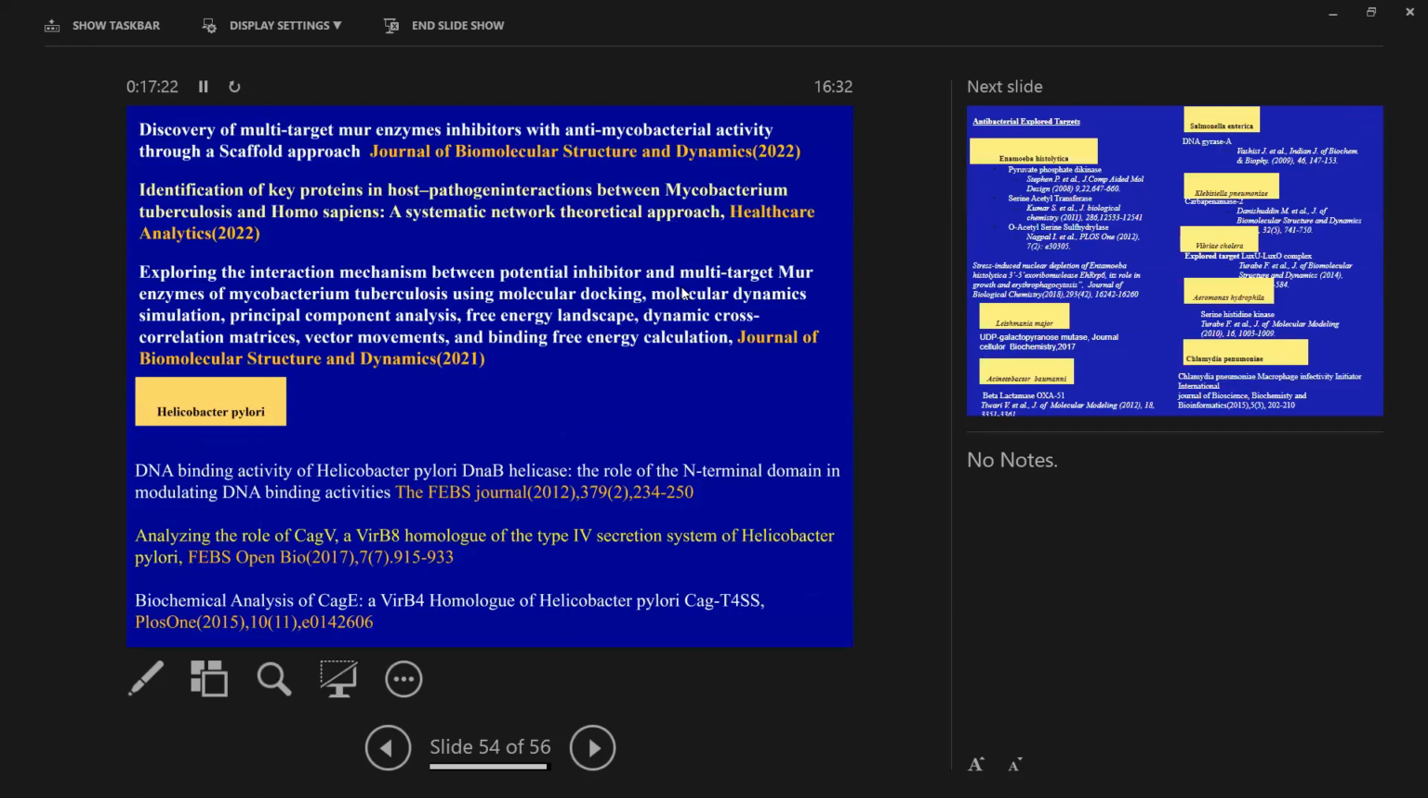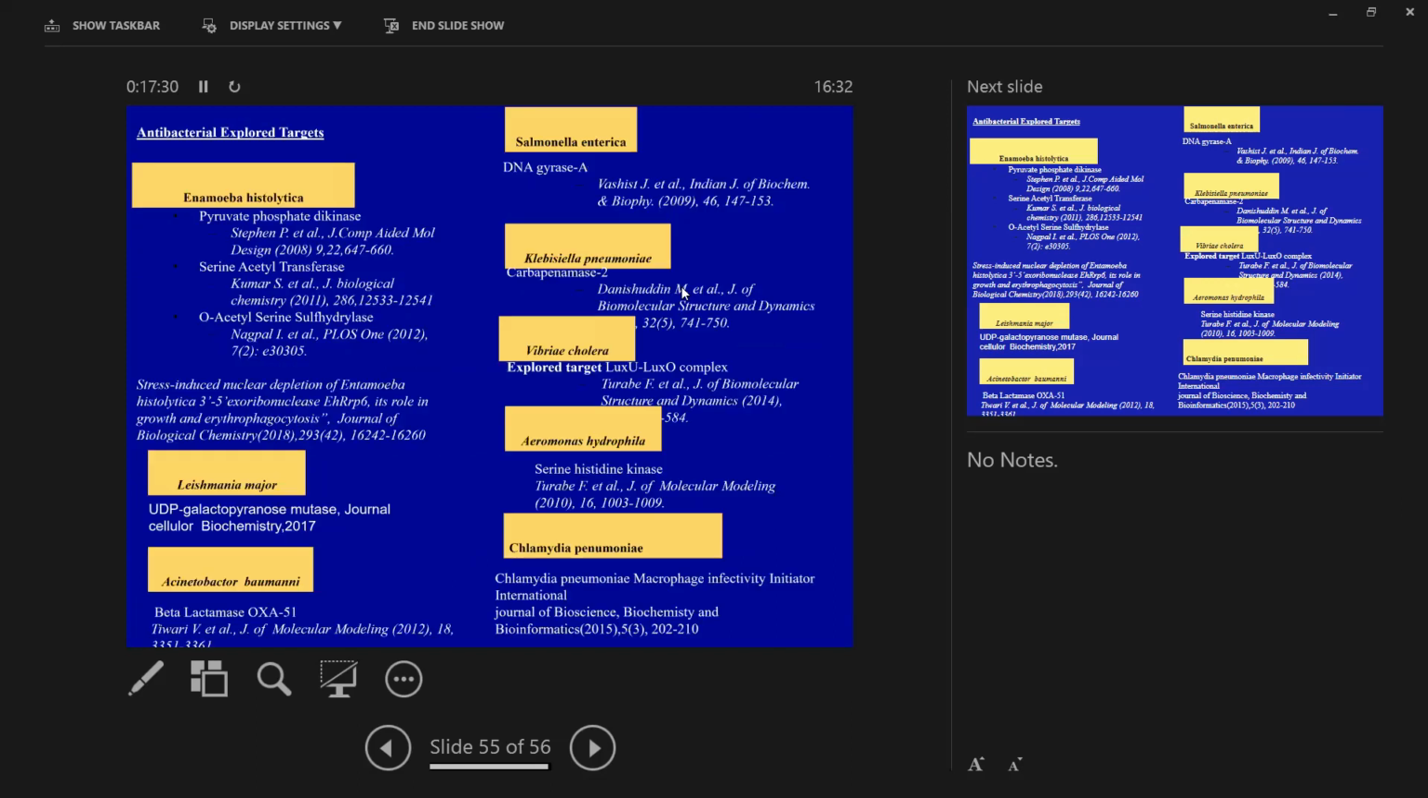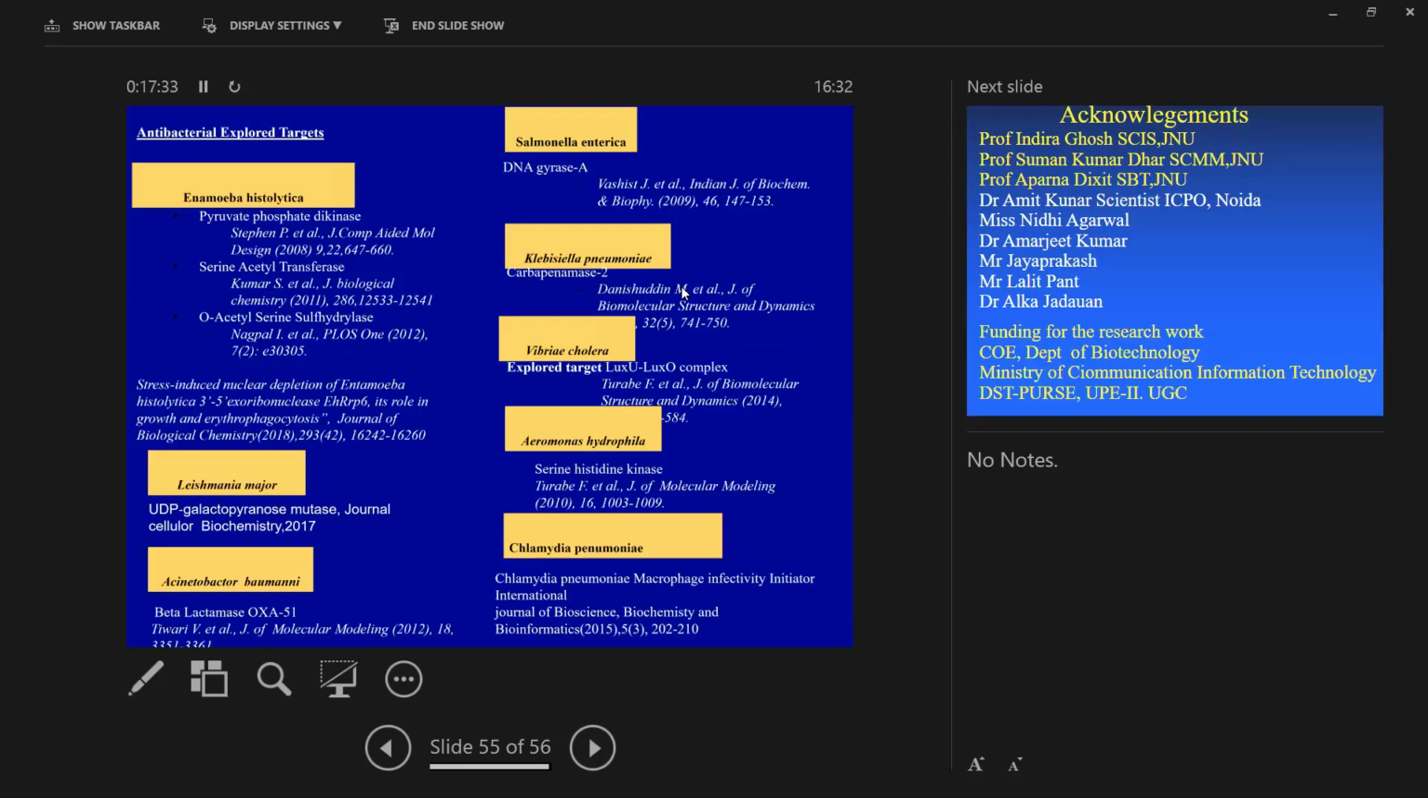And again, someone was interested in Helicobacter pylori, and we published 3-4 papers on Helicobacter pylori. And these are other publications for antibacterial infections and different targets in different organisms. And we studied and designed some inhibitors and published these papers.